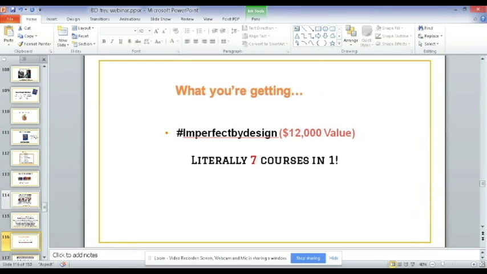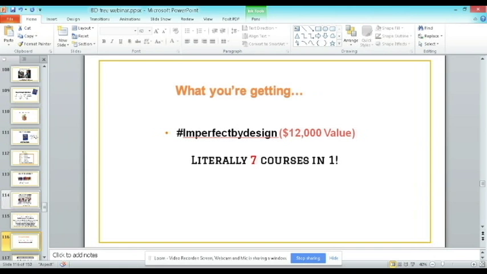What you're getting is Imperfect by Design, which is what I did: I've taken about 30 or 40 courses over the span of these last 20 years. Maybe out of those 30 courses, I've taken about 25 of them in the last 2 years. I've read probably 50 or so, which is not a lot, entrepreneurial, business minded books. And so I've taken 7 courses that I've wanted to teach and put them into one because I want to make sure that there's an immense amount of value.